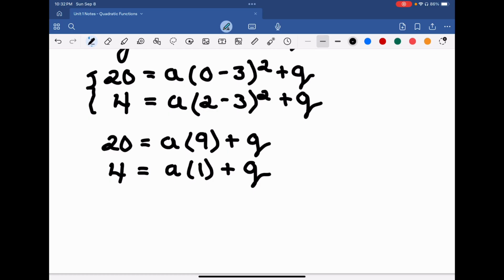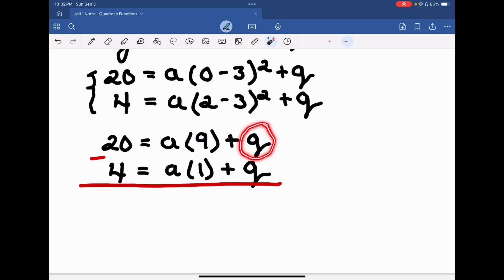Now what we're going to do here is eliminate the q so that we can solve for a. Because this is a system of equations, let's use our elimination method from grade 10. I'm going to put a minus and underline these two, because if I take q and subtract q, this should eliminate those for us. So 20 minus 4 is equal to 16, which is equal to 9a minus 1a. This is going to give me 8a.